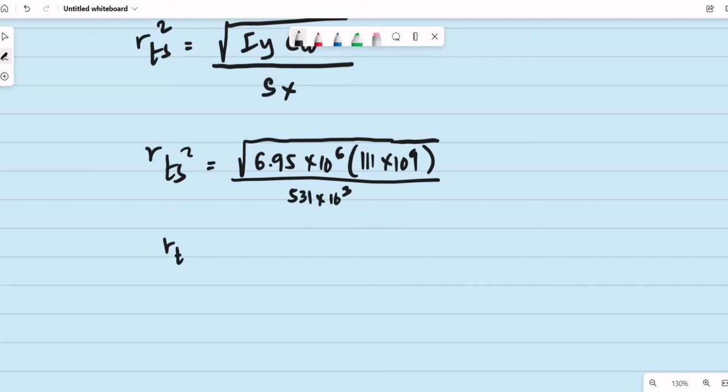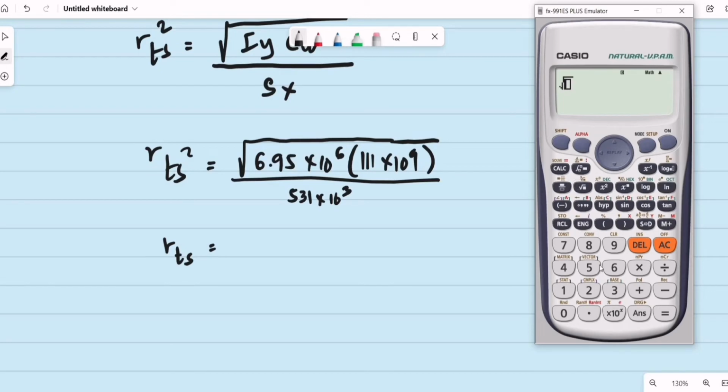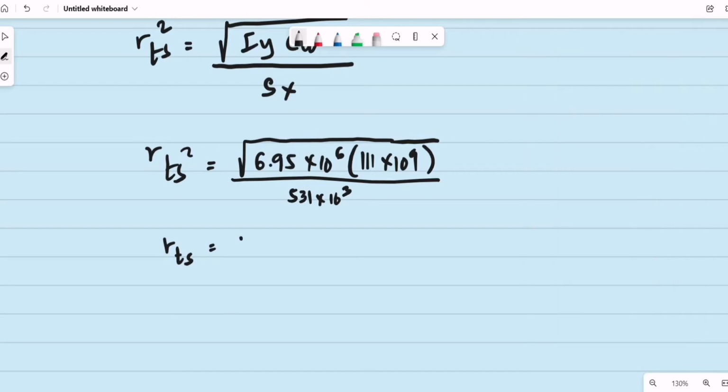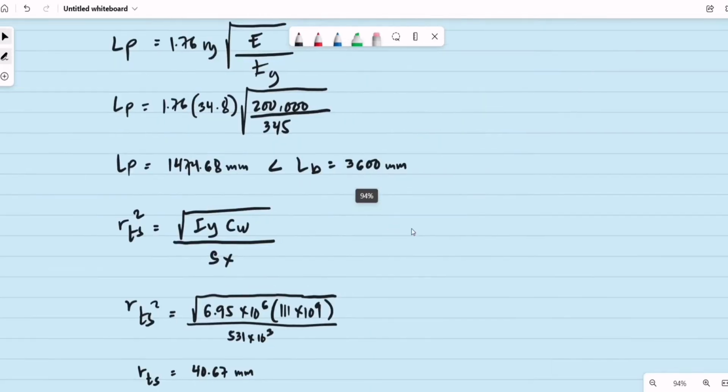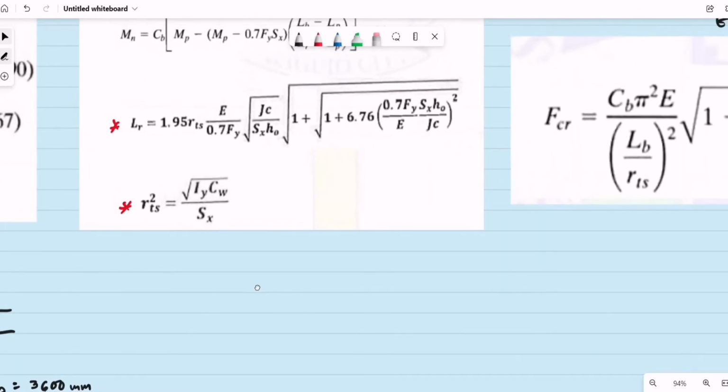So computing for the value of the R sub TS, this is the square root of 6.95 times 10 raised to 6, multiplied by 111 times 10 raised to 9, then divided by 531 times 10 raised to 3. And then we take the square root. That is 40.67 millimeters. So we have now the value of the R sub TS for this equation.